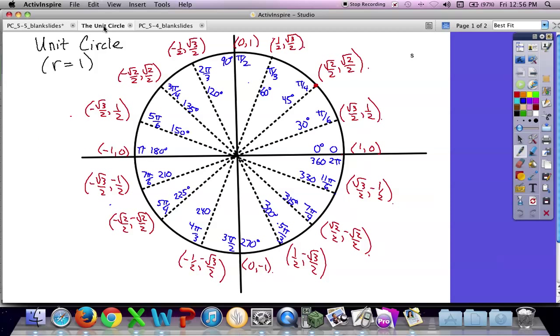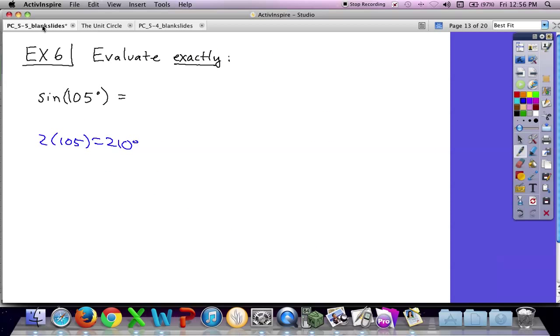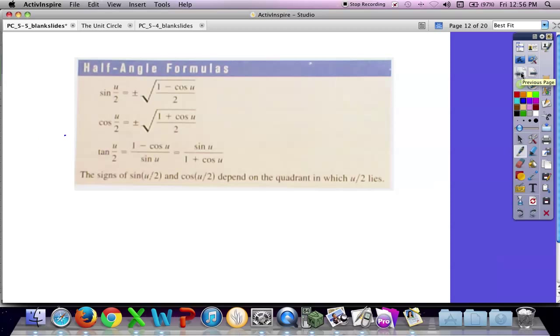Looking at the unit circle, is that one of our unit circle angles? Yeah, it's right there, 210 degrees. So if we use our half angle formula to write it in terms of twice the angle that it is, then we'll be able to solve it. So we go back here, and the formula is, again, remind yourselves, remind me, 1 minus cosine over 2.